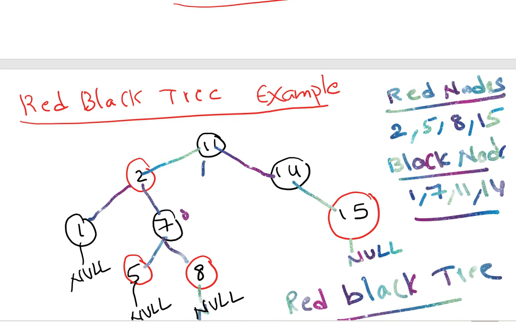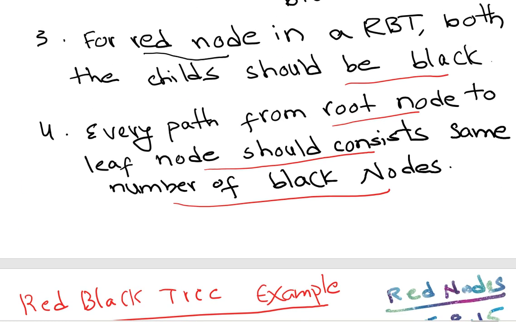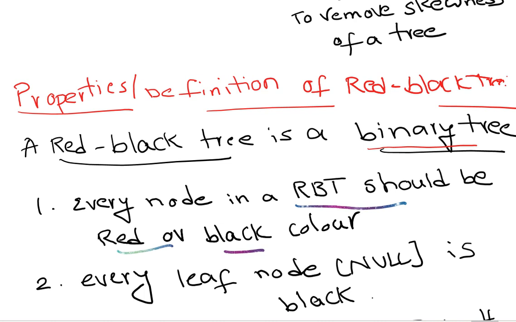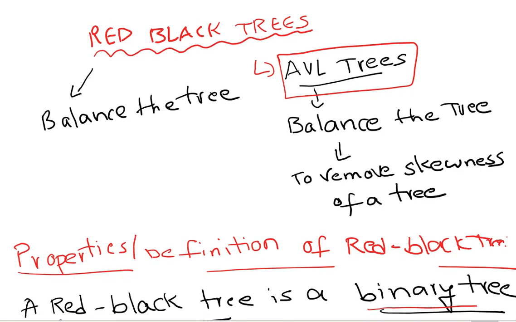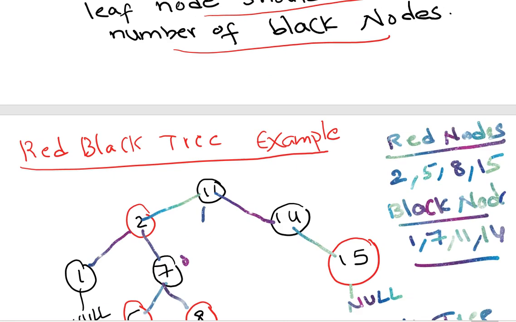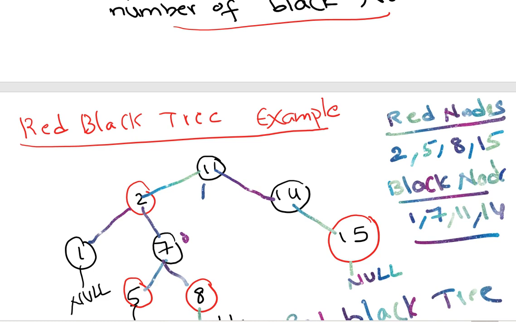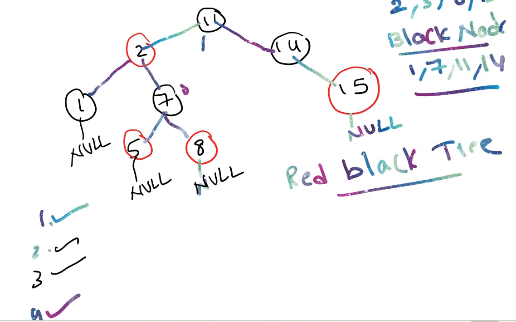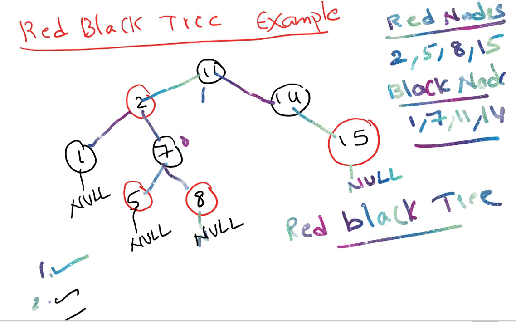Like this we can identify what is a red-black tree, and if you check here, the height is also balanced. Why we need to balance the tree: to perform the operations with less effort. So this is the red-black tree example and red-black tree properties.